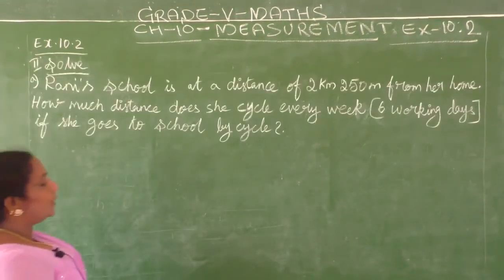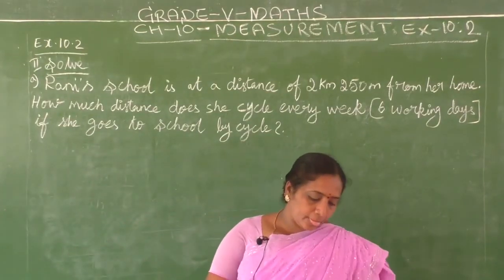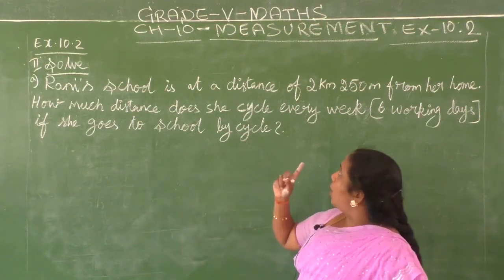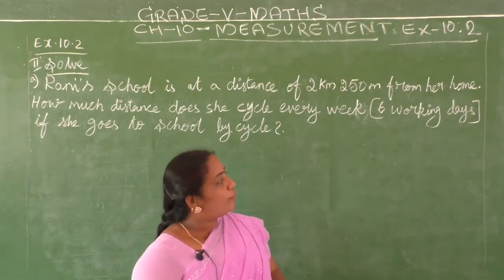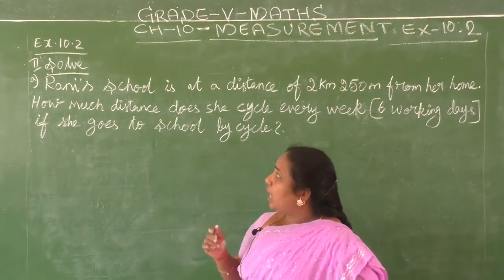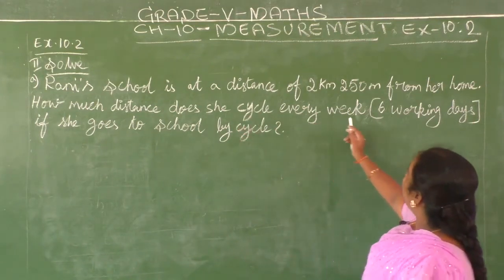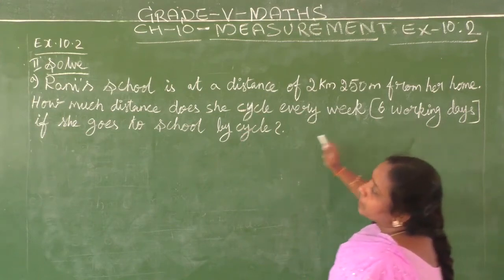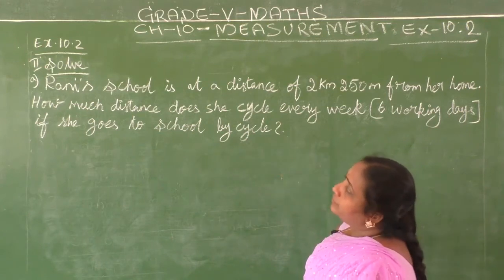Okay, my second Roman, they gave a sum to solve. Rani's school is at a distance of 2 kilometer 250 meter from her home. How much distance does she cycle every week? That means 6 working days, Monday to Saturday, if she goes to school by cycle.